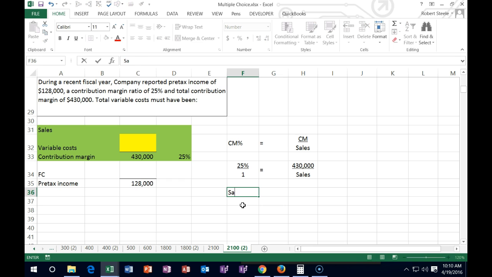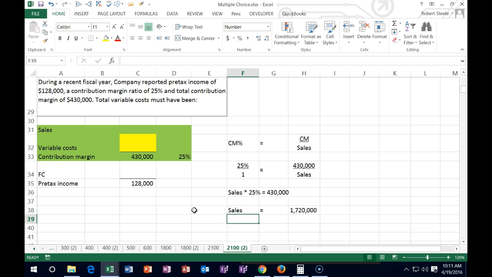We would say then it would be sales times 25% is going to be equal to the 430 times 1, cross multiplying, which will just give us the 430,000. And then if we're going to solve for sales, we can divide each side by 0.25 to get rid of it. So it's a multiplication problem, then we need to do the opposite to get rid of it. So it's just going to be sales equals the 430,000 divided by 0.25. And that will give us the sales of 1,720,000. So now we've got sales of 1,720.